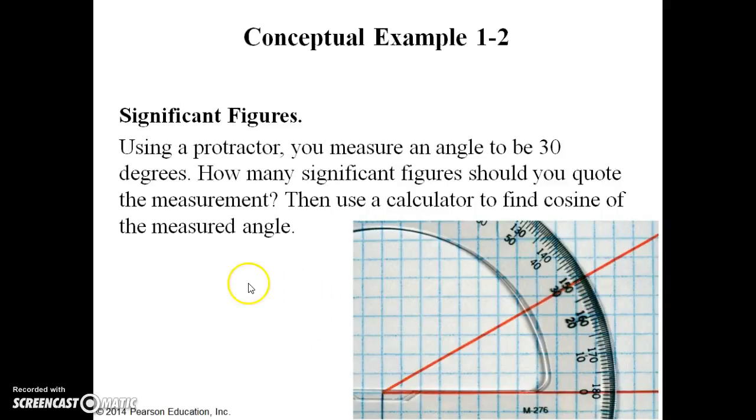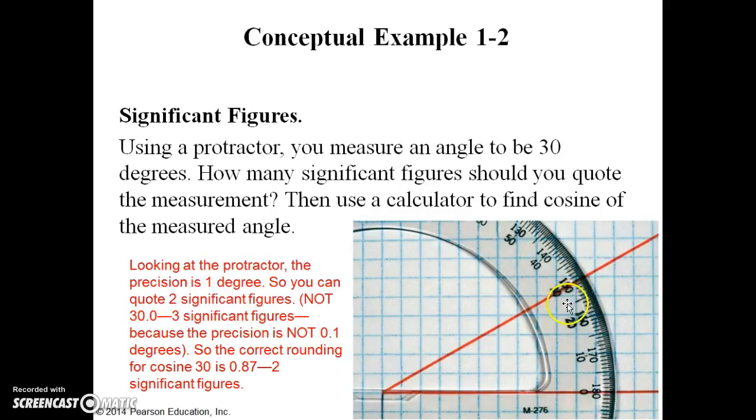Here's a conceptual example. Using a protractor, you measure an angle to be 30 degrees. How many significant figures should you quote the measurement, then use a calculator to find cosine of the measured angle? Now looking at the protractor here, the precision is only 1 degree. So you can quote 2 significant figures, not 30.0, which is 3 significant figures, and that's because the precision is not 0.1. You cannot measure 0.1 on this protractor.